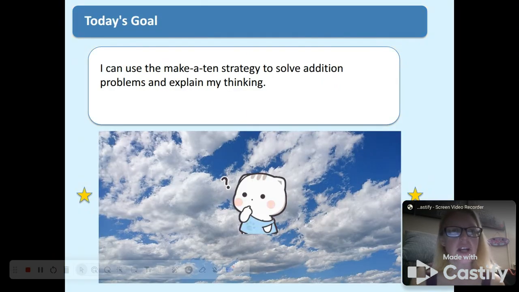So let's talk about today's goal. Let's read it together. I can use the make a 10 strategy to solve addition problems and explain my thinking. So that's what we're going to be doing today.